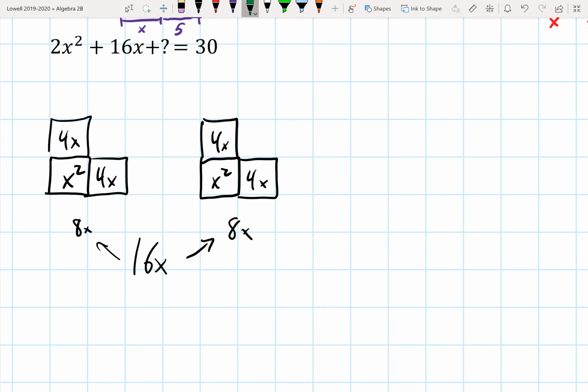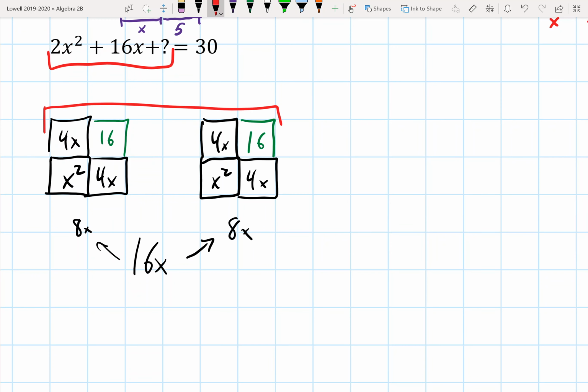And so now, how much do you have to add in? Well, to this square, you have to add in 16, 4 times 4. And over here, you have to add in 16. Remember, this is all just the left side of this equation right here. And it still has to equal 30. And so how much did you actually add? You have to add in 16 and then 16 again. So that's another way to visualize it.